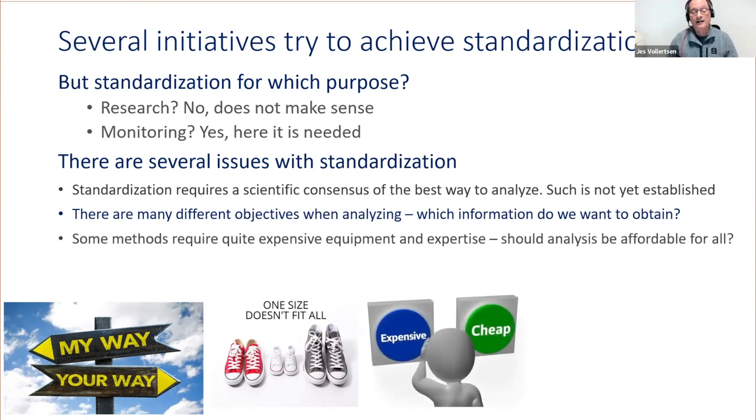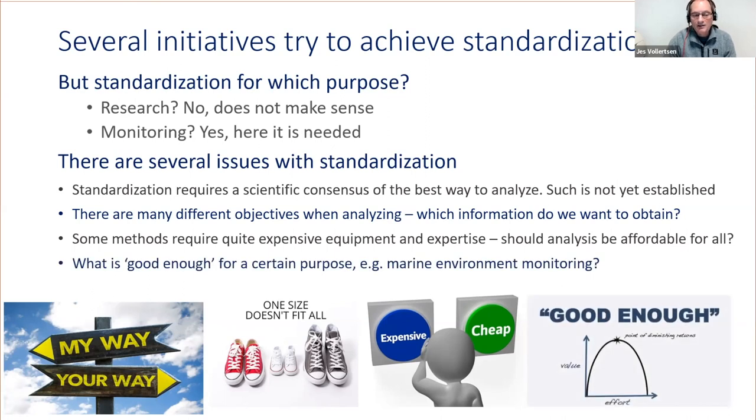And another thing that has in practice been seen to affect the standardization method quite a lot is that some people say that microplastics analysis should be affordable for all. And some people say, no, you need to have high-end quality equipment in order to get reliable results. So the affordability issue is also something that is important when you try to figure out how to standardize. And there is discussion also about what is actually good enough when you are doing monitoring. What is the balance between value and effort? So this has been discussed for a long time and is still being discussed, and there is no agreement on how this should be done in reality.